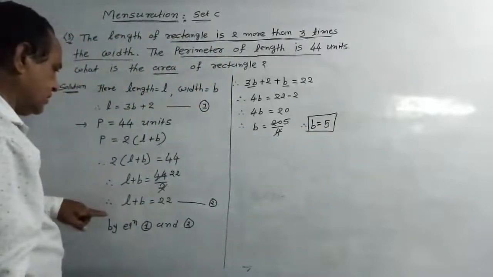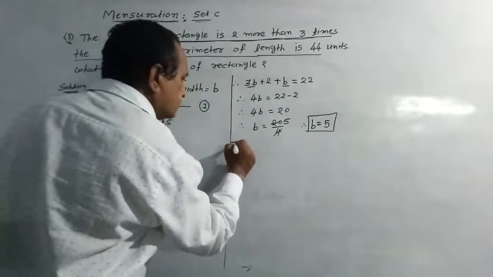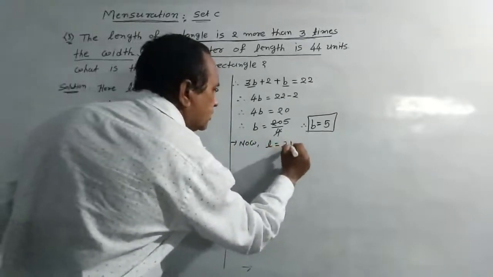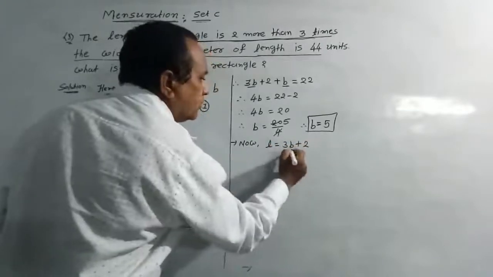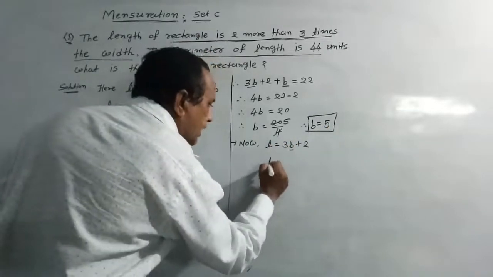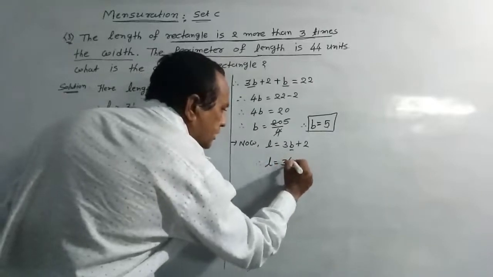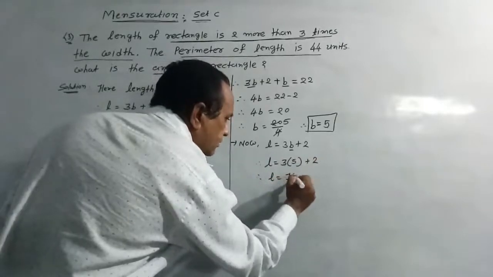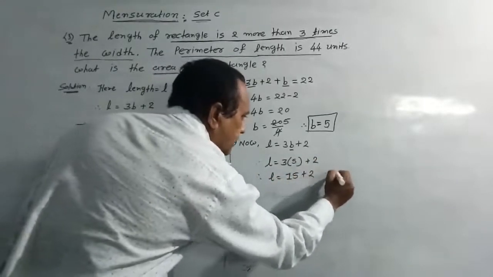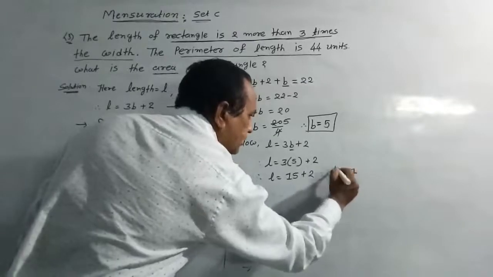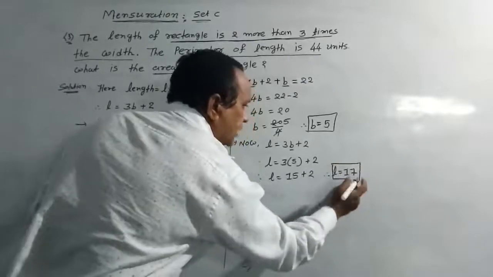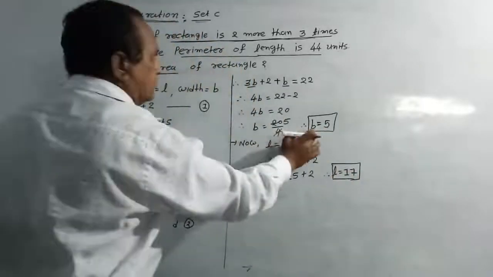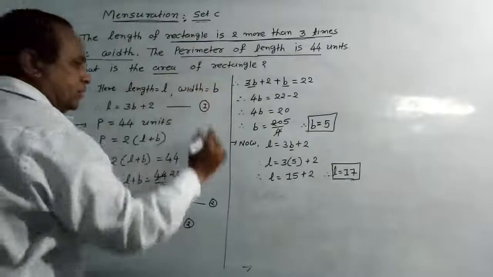Now by equation 1, L is equal to 3B plus 2. Now put the value of B is equal to 5, and 3 multiplied by 5 plus 2. So L is equal to 15 plus 2. Now L is equal to 17. Length of the rectangle is 17 and width is 5. Find the area of rectangle.